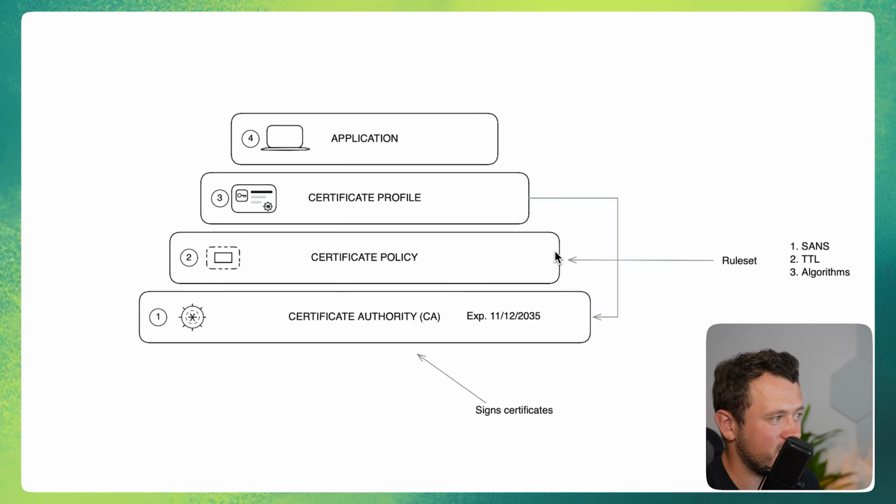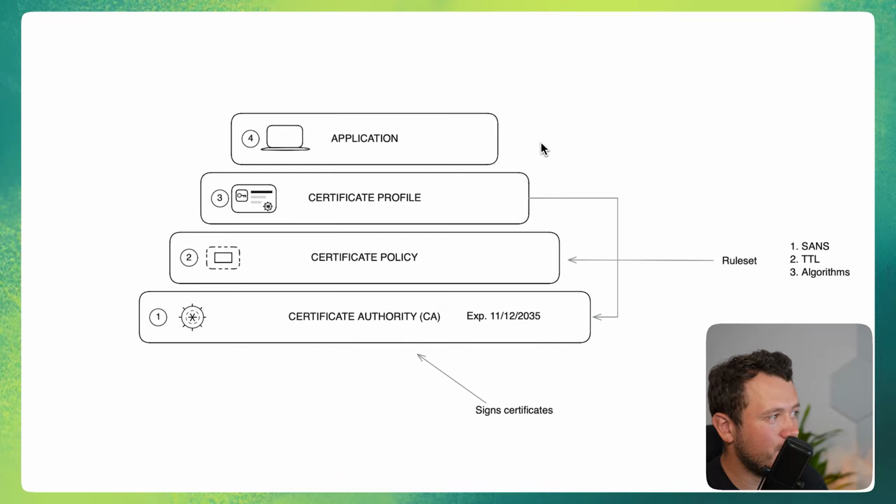And then above the policy is our third layer of abstraction, which is the certificate profile. This is where an application team says how they want their certificates to come out, so how long they last for, what they can be used for. The profile points at the CA for signing, and whatever it asks for has to stay within this rule set that we've set in the certificate policy.